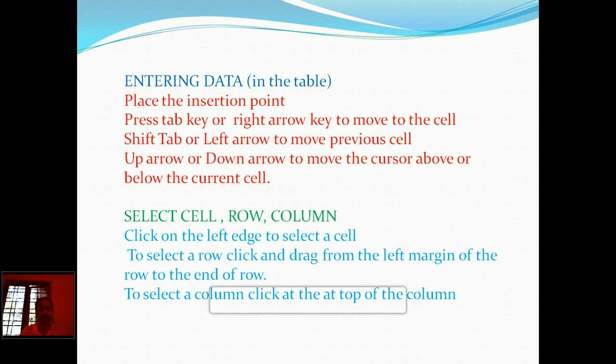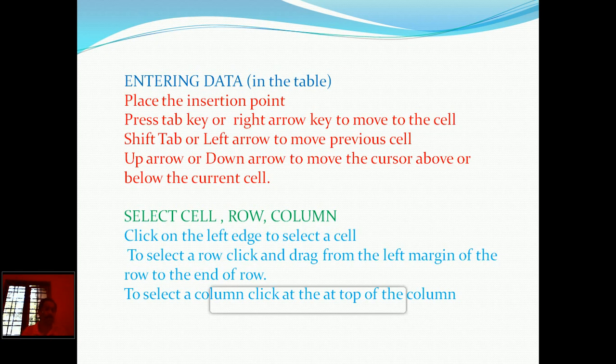And now the last one is how to select a column. This is also very simple. We know that on the top of the column we just move the mouse pointer. Then the mouse pointer will change to a downward pointing arrow. Instead of the pointer, it will be a downward pointing arrow, and it will be somewhat thick also.